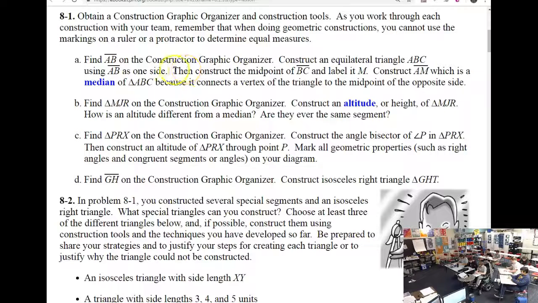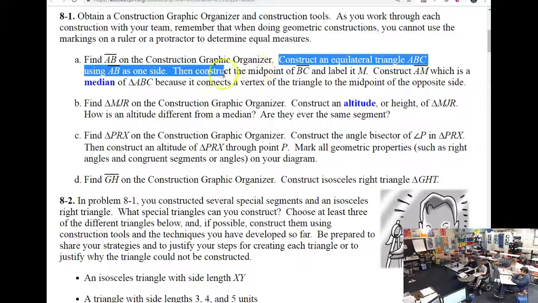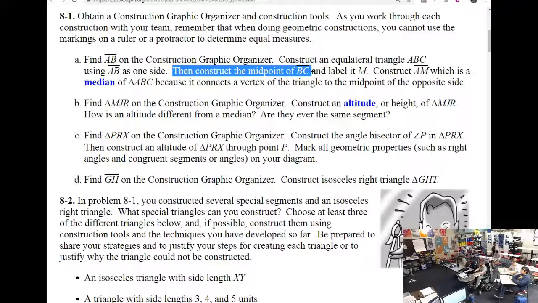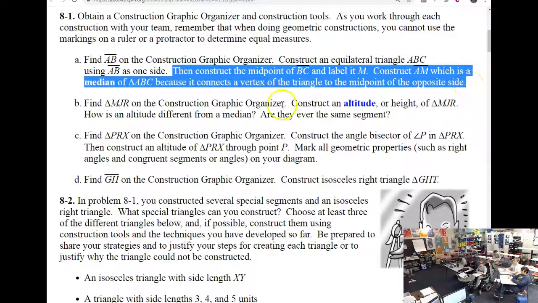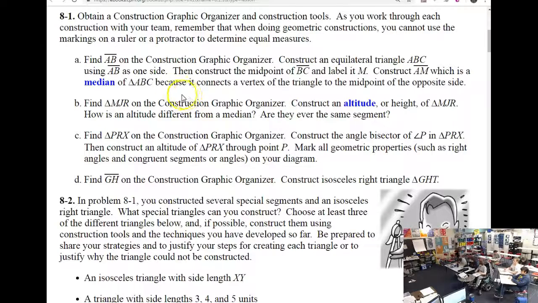So you first need to construct an equilateral triangle named ABC. You have AB, right? Then you must construct the midpoint of BC. Label that M. Then construct AM, which is a median. And we will go from there.